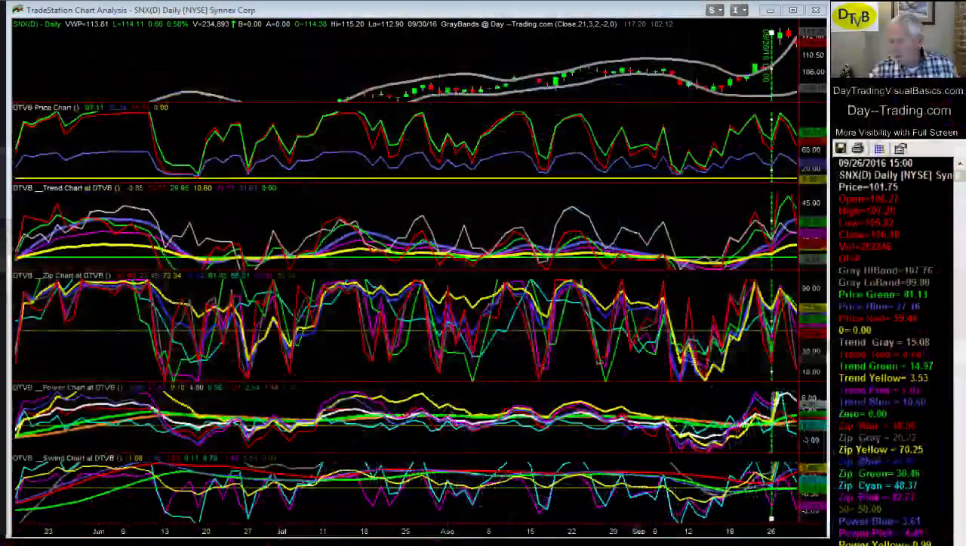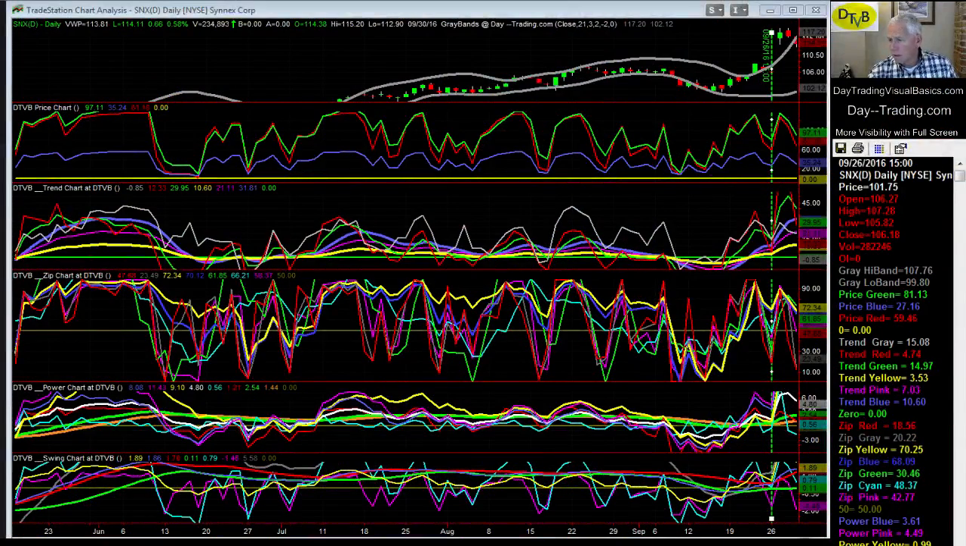This video is a gap up video, and in some ways it's a typical gap up, but it has a couple of unique things to it that I will explain. I'm going to the chart here. We're in SNX, and the green vertical line is on September 26th, 2016.